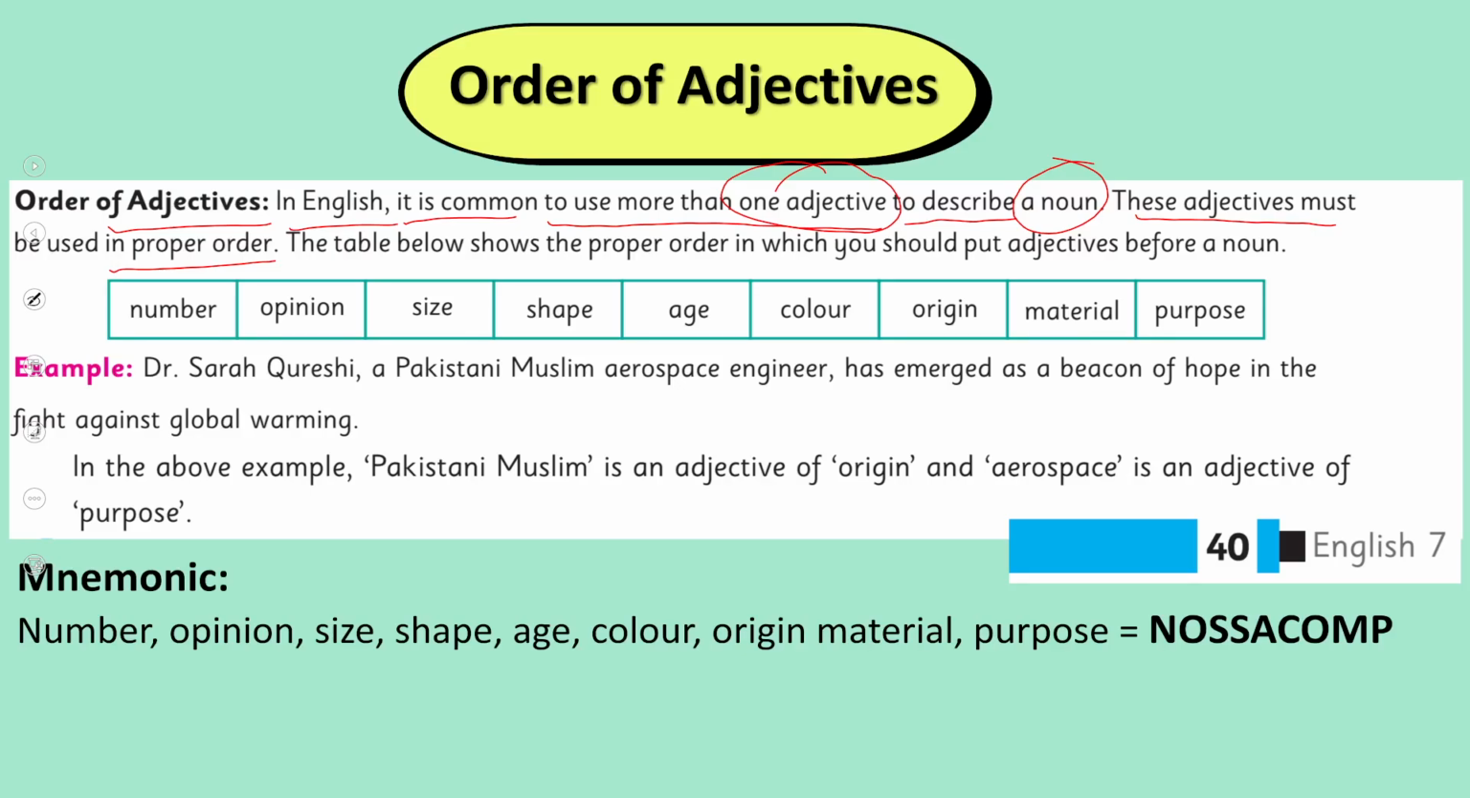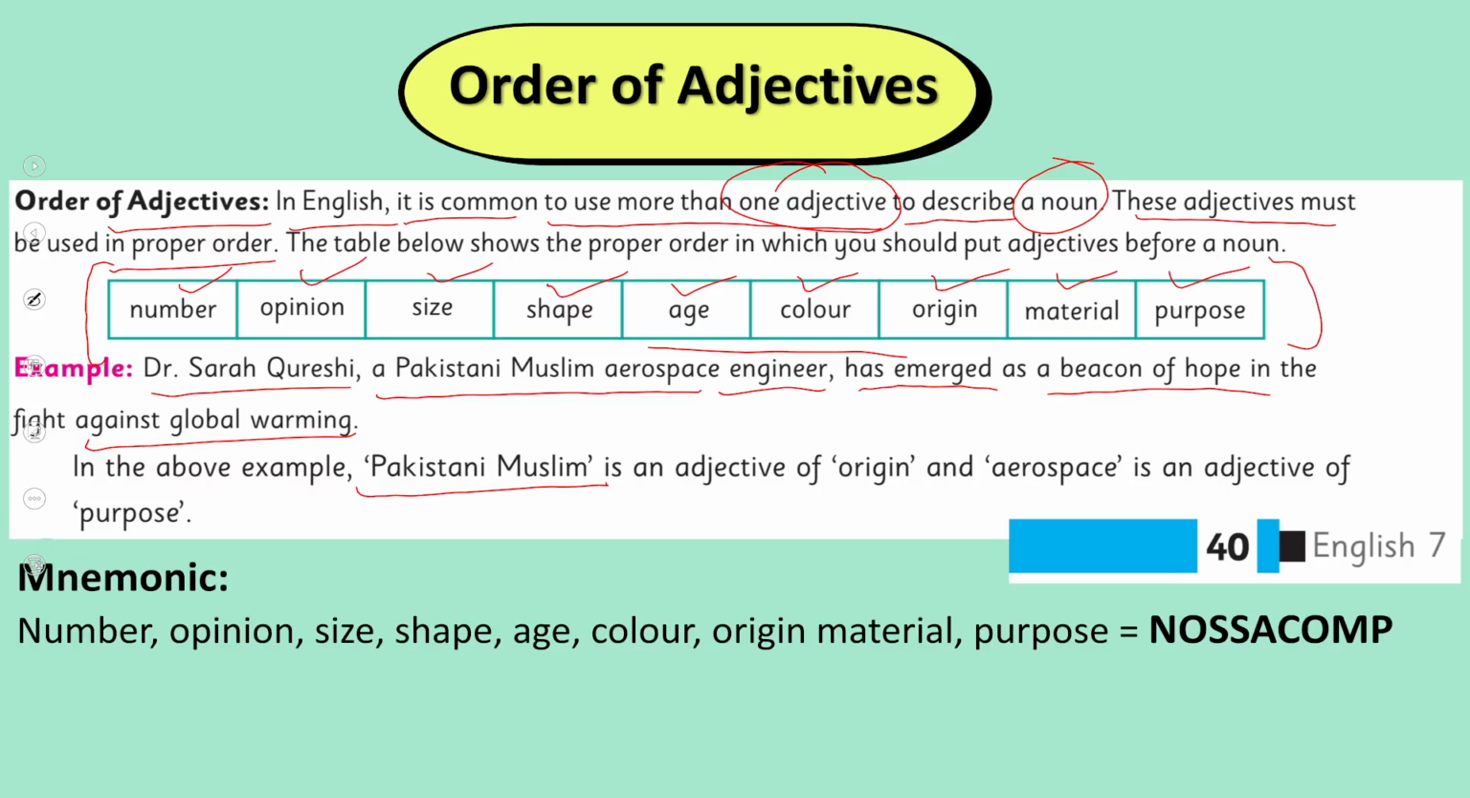Now, there is a table in front of you where you can see number, opinion, size, shape, age, color, origin, material, and purpose. The adjectives, no matter how many they are, need to follow this order. For example, Dr. Sara Qureshi, a Pakistani Muslim aerospace engineer, has emerged as a beacon of hope in the fight against global warming.